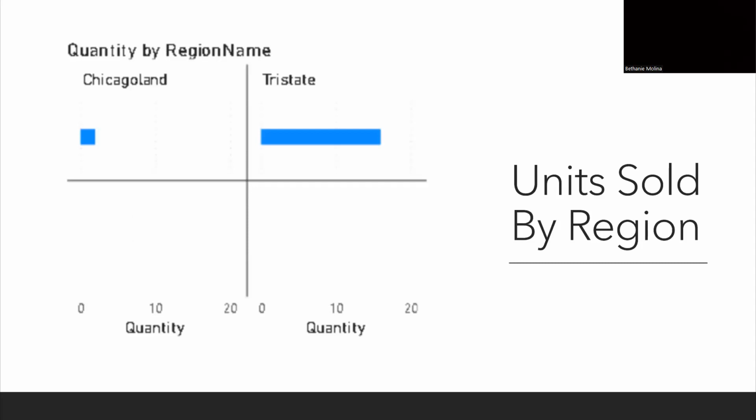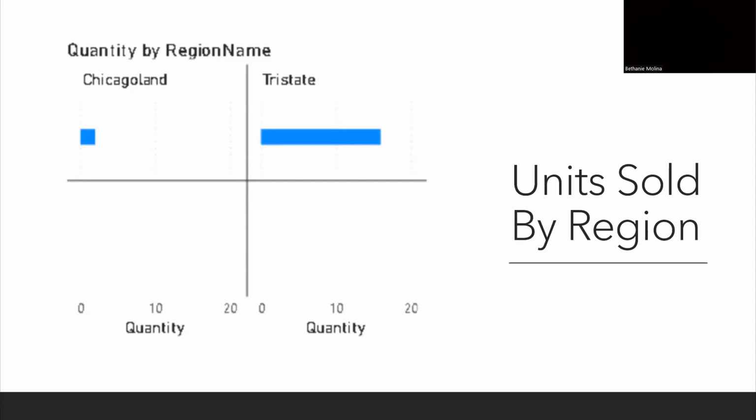This is the bar chart for the quantity by region name. It is very different from the previous one. This one's split up into 4 quadrants. But for now, we're just looking at 2 regions, as that was the only thing recorded in the database as well. The Chicagoland and the tri-state region. Just comparing the two, you can see that tri-state has sold more units than Chicagoland. Chicagoland has only sold 2, while the other has sold 16.